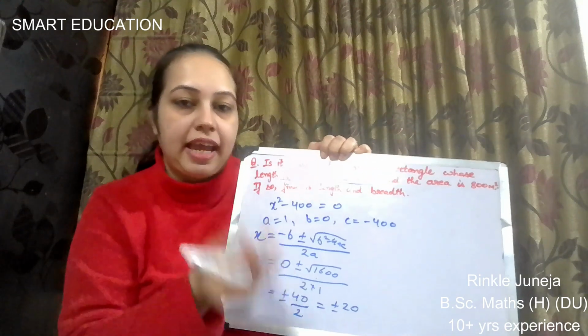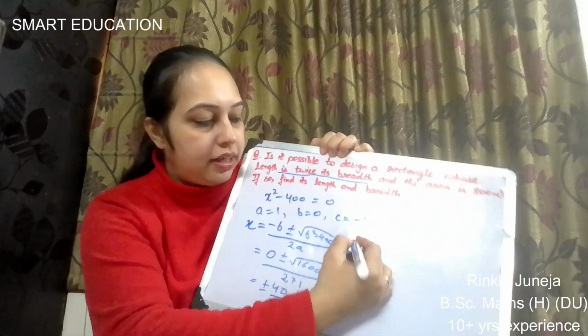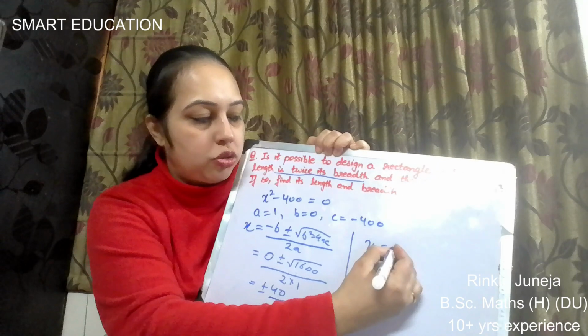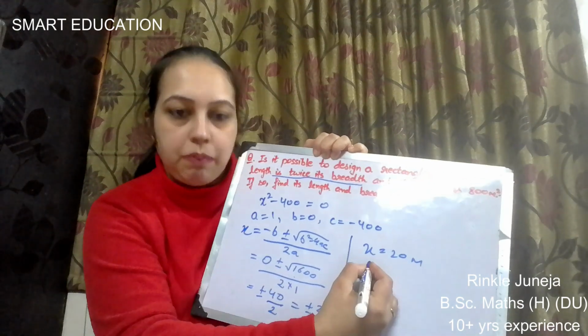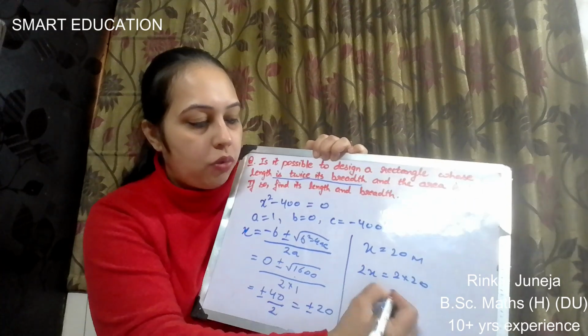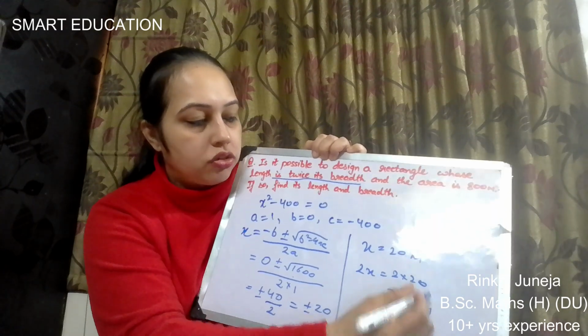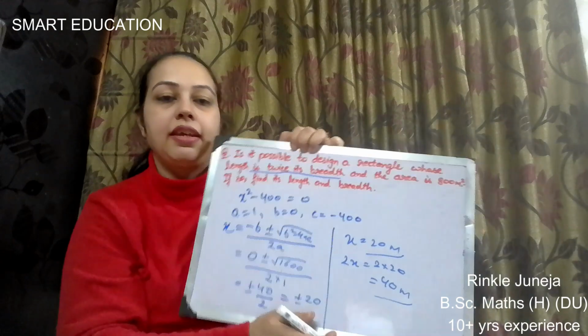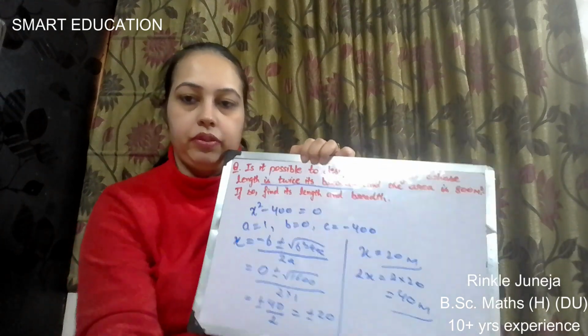Now the side of a rectangle can't be negative. So we get the final value of x as plus 20 meter. So our x was the breadth and the length was 2x. So 2 into 20, which is 40 meter. So the breadth is 20 meter and the length is 40 meter.